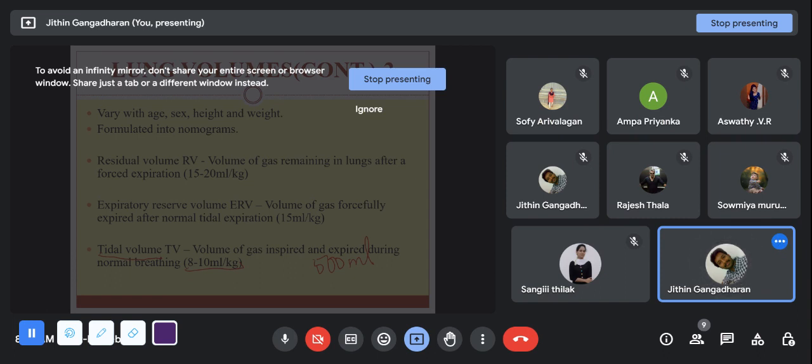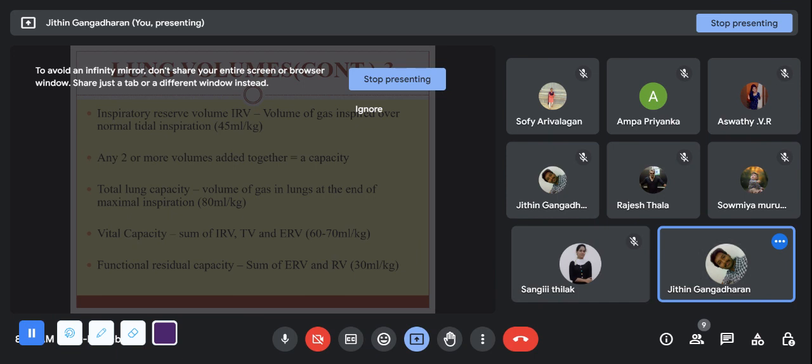Any doubt in lung volumes? Guys, anybody having any doubt in lung volumes? Anybody? Yes, Rajesh, any doubt? No, sir. Okay, fine. So that is lung volumes. Next, we are moving into lung capacities.